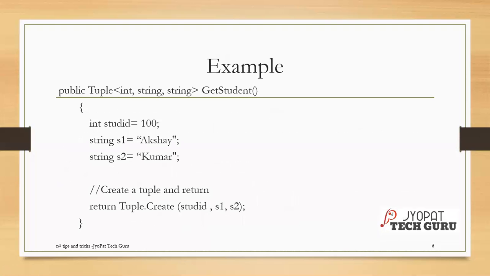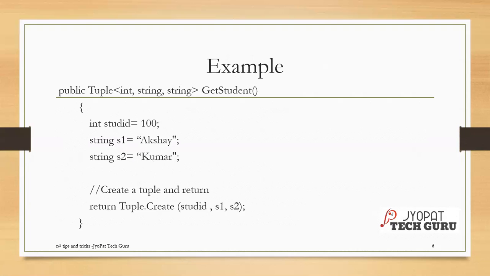I've got an example here. In this example, we are trying to create the tuple and return it. So what is the tuple definition? Int, string, string. I'm currently storing int studID equal to 100, S1 Akshay, S2 Kumar. Both are strings. So the return statement will return this tuple which is getting created. So Tuple.Create of studID, S1, S2. So 100 Akshay Kumar is getting returned from this GetStudent function.